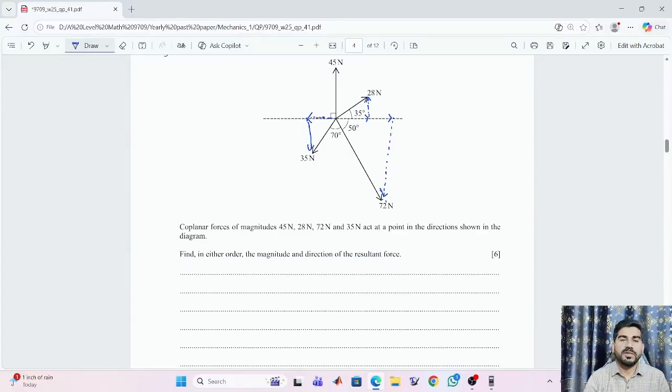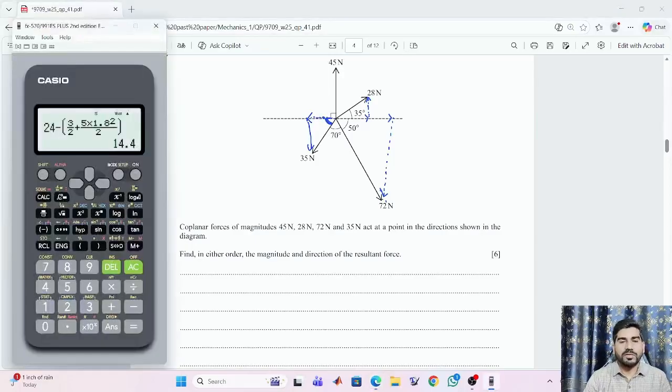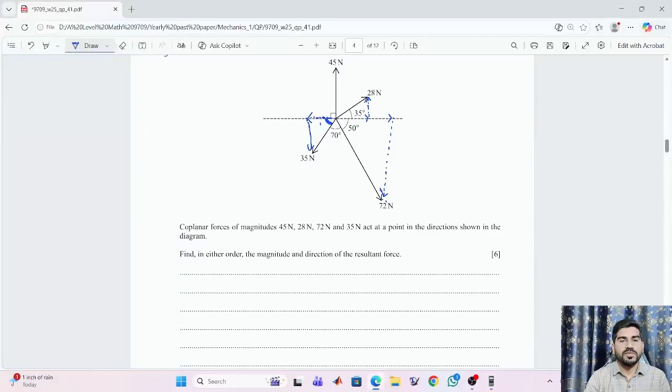These are the resolution of forces, and now we can see what this angle will be. The rest of the angles are given here; we want to find this angle. There is a straight line, and if we subtract these two angles from 180, because we know that the angle on a straight line is 180, so 180 minus 70 minus 50 is 60 degrees. So this angle will be 60 degrees.